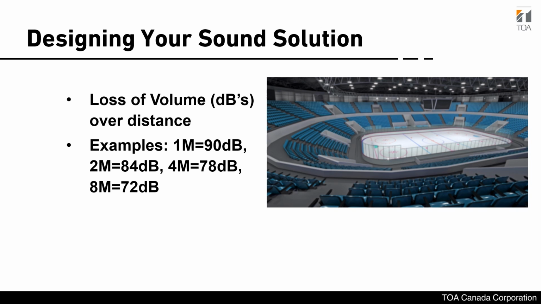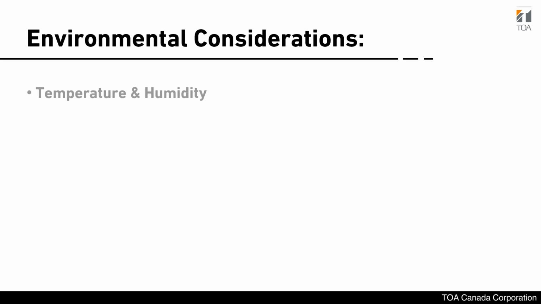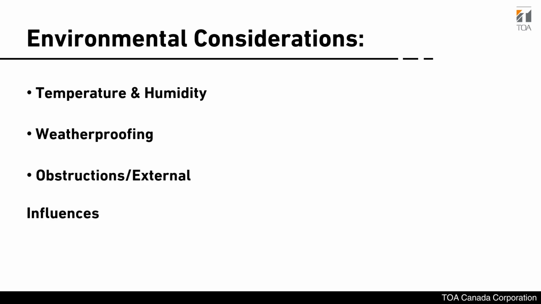Environmental considerations. Looking at the physical factors that affect the effectiveness of your sound system, the environment itself can pose a lot of challenges to the system design. Things to think about are the temperature and humidity, weatherproofing, and obstructions or external influences.